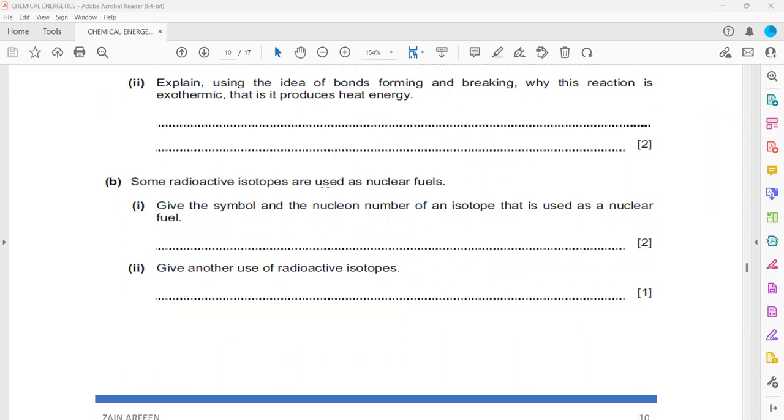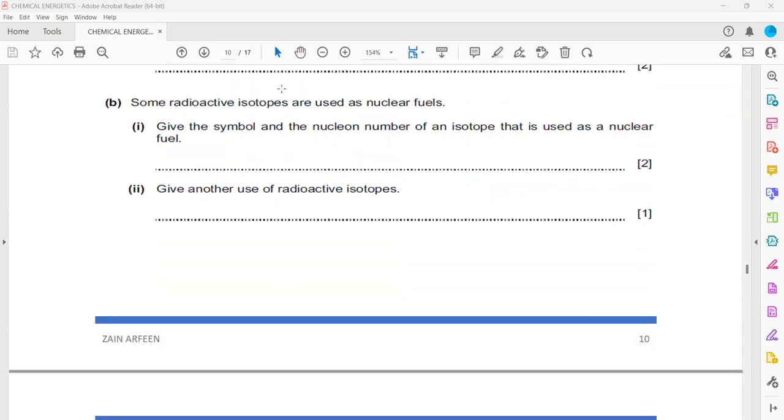Some radioactive isotopes are used as a nuclear fuel. Give an example, a symbol and a nuclide notation or nucleon number for an isotope which is used as a nuclear fuel. So we use uranium 235. So uranium 235 is a nuclear fuel.